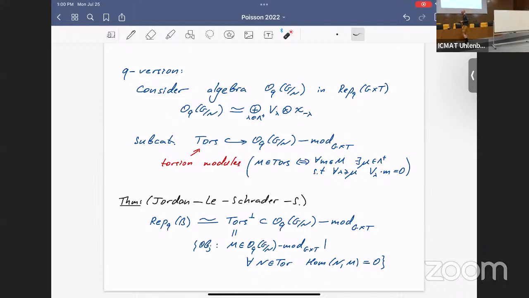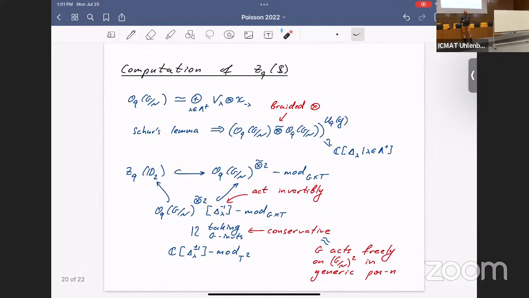And one theorem that we managed to prove with David, Ian, and Gus is that this rep QB can be identified with the right orthogonal to torsion modules inside G cross T equivariant, or UQG cross UQT equivariant, OQ G mod N modules, right? Its objects are such modules that for any torsion module, the Hom is 0.